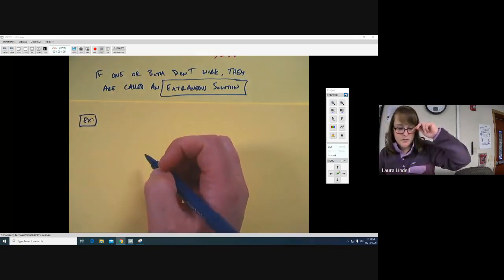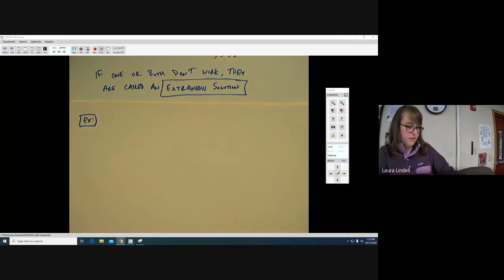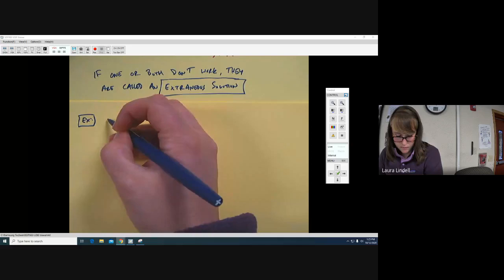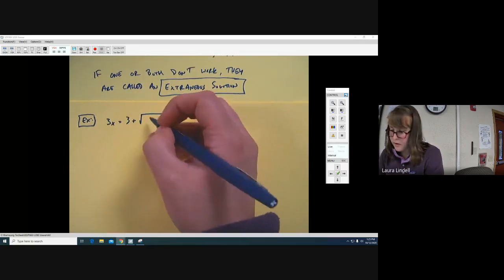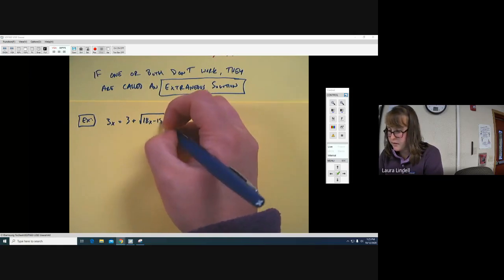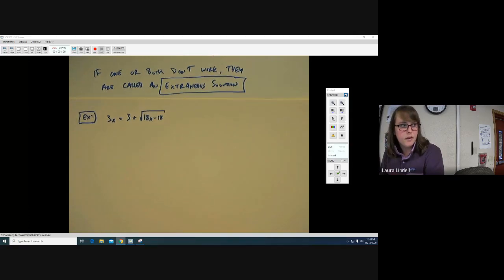We'll do 2 more examples of these because sometimes the steps to solve here take a bit. We'll go 3x equals 3 plus the square root of 18x minus 18. Okay, so this one looks fairly similar to the other one, except it's got a square root instead of a cube root.